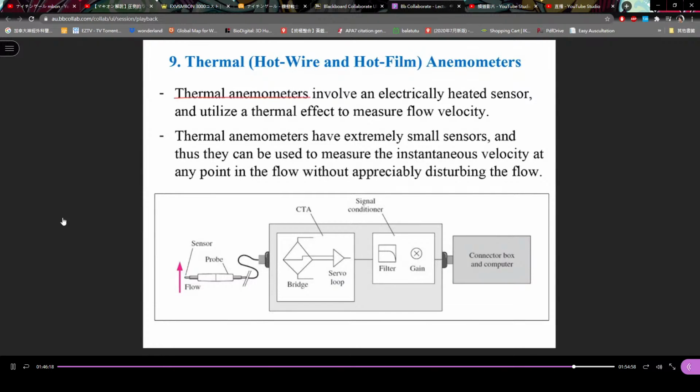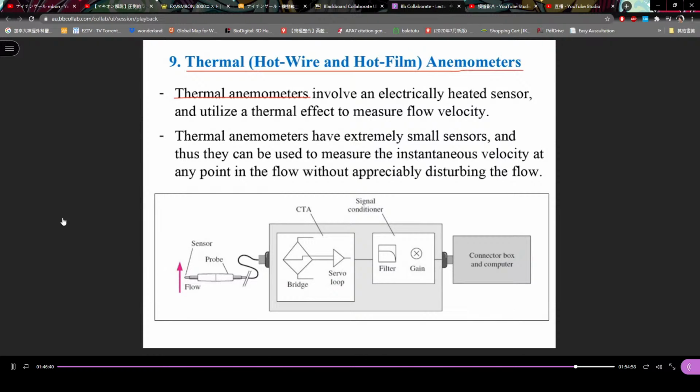Sometimes, if you are going to do a final year research project next year, or maybe two years later, you may need to measure the indoor air velocity or outdoor air velocity. We can use a thermal anemometer.